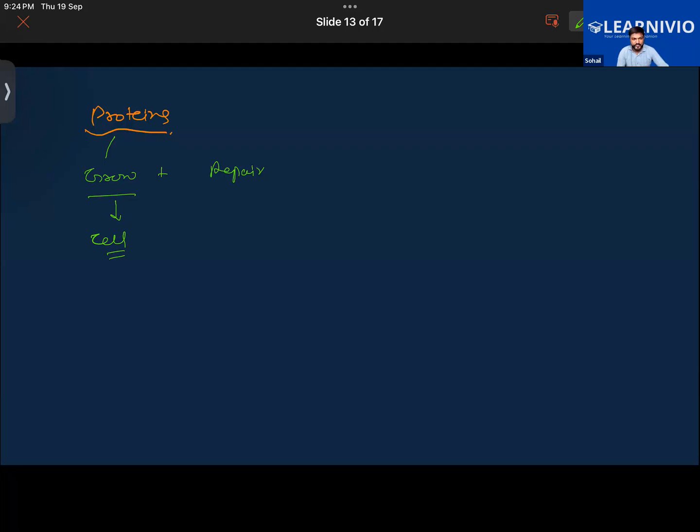Furthermore, another function, as we were talking about, is repair. If a tissue or a cell gets damaged, it will be repaired with the help of protein. So it helps in the repairing of the damaged cells and tissues.